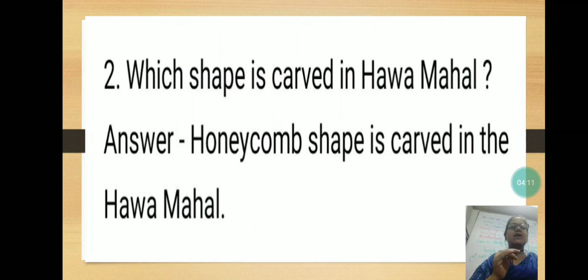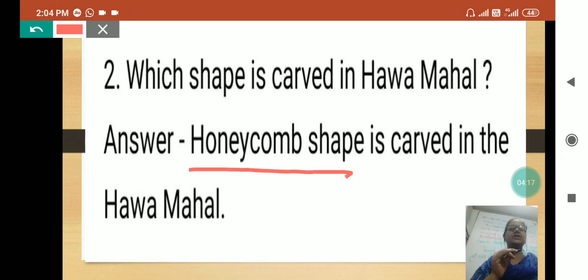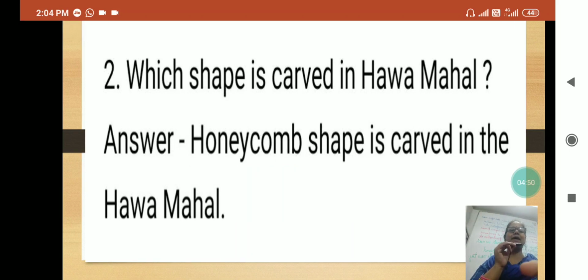Which shape is carved in Hawa Mahal? It is honeycomb shape that is carved in Hawa Mahal. In between the stones, this honeycomb shape is carved into the Hawa Mahal, and that's why it looks very beautiful. And its 953 windows allow breeze. As I explained in the previous slide, there are crossing doors and windows which allow breeze to blow inside the palace.